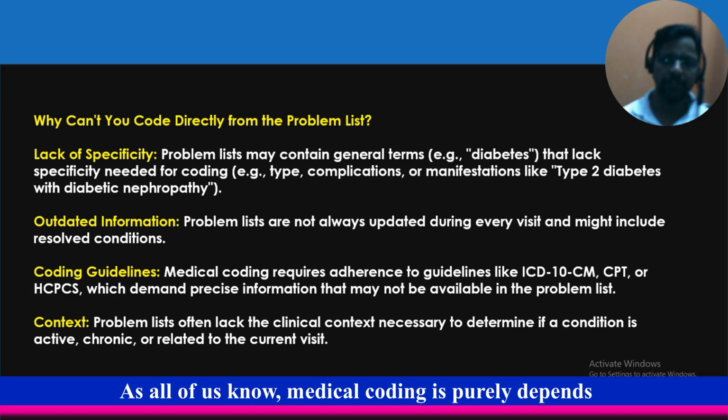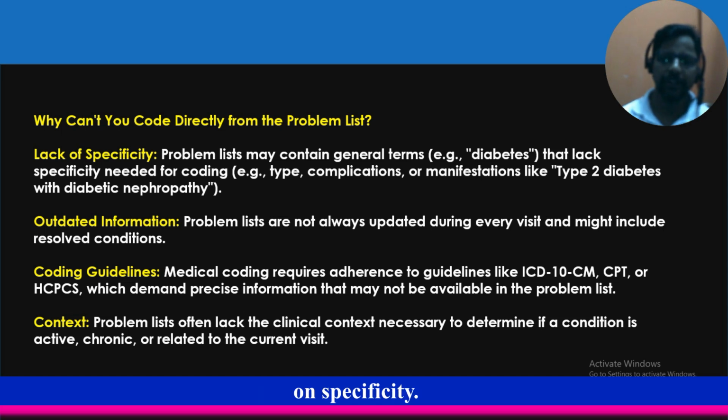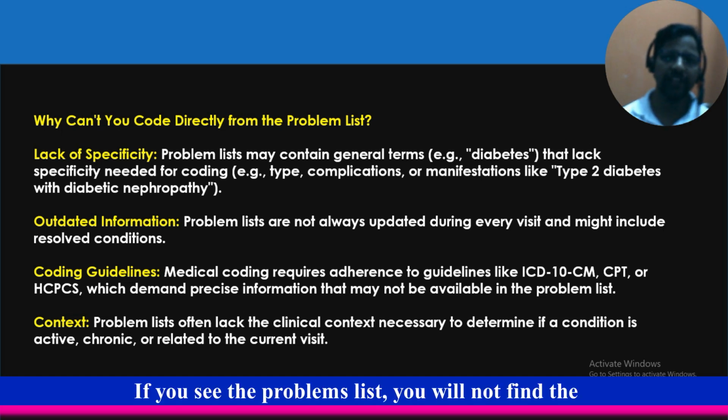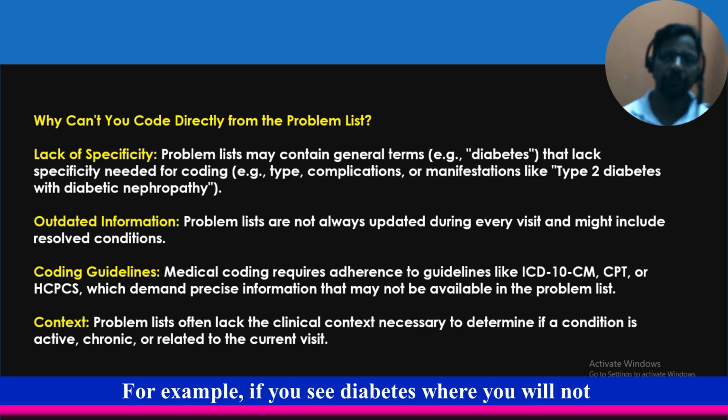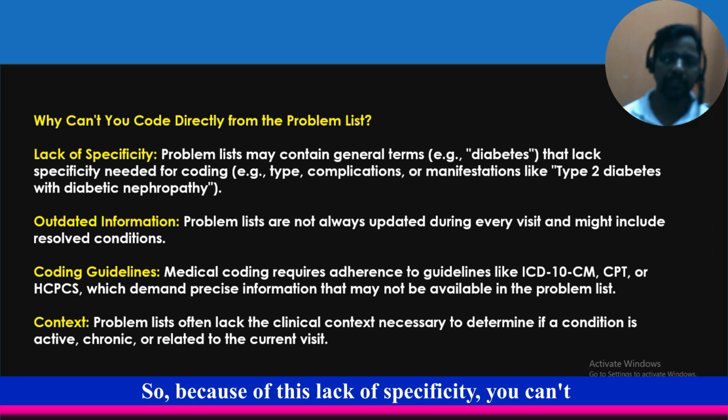As all of us know, medical coding purely depends on specificity. If you look at the problem list, you will not find the specificity related to the conditions. For example, if you see diabetes, you will not find the type, complications and manifestations of diabetes. So because of this lack of specificity, you can't code from the problem list.